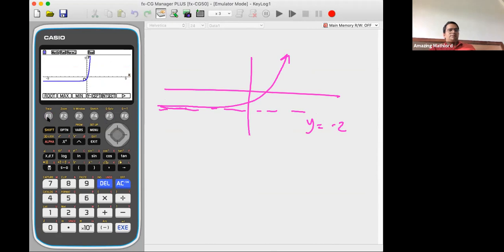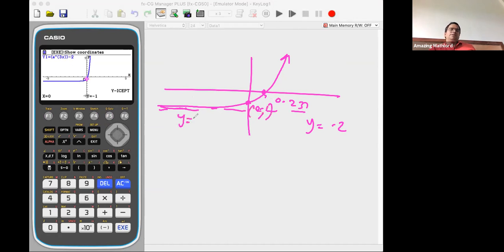Do G-Solve for the roots, and you'll get the root as 0.231. Then you find the y-intercept with G-Solve y-intercept, which is at (0, -1). This point is (0, -1). And obviously y equals -2 is the horizontal asymptote for this particular part.